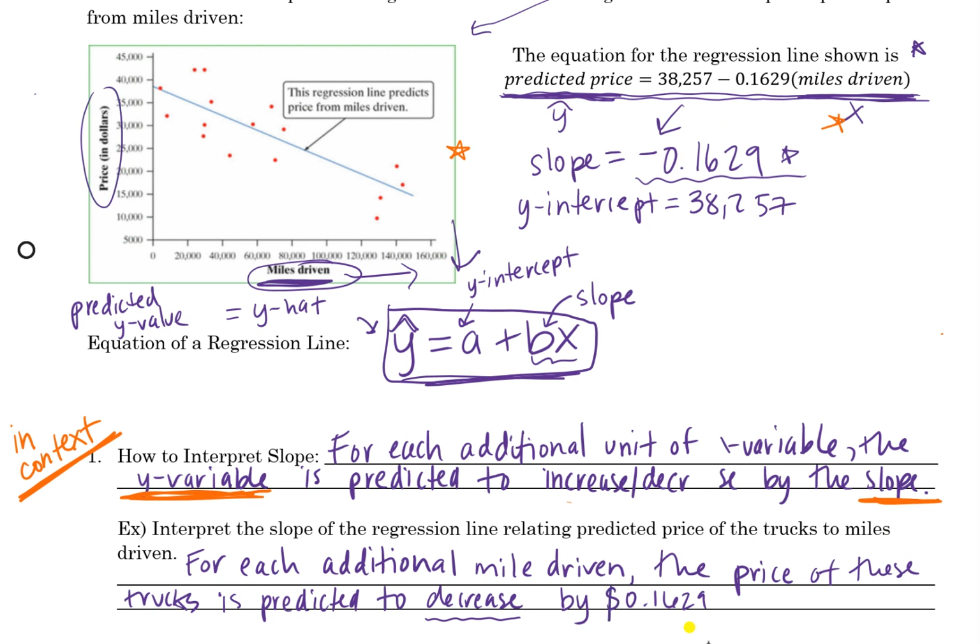So by $0.1629, or in other words, for every additional mile driven, the price of a truck is predicted to decrease by 16 cents approximately. So for each extra mile you drive, the value of your car is going to drop by 16 cents. That's what this sentence is saying.